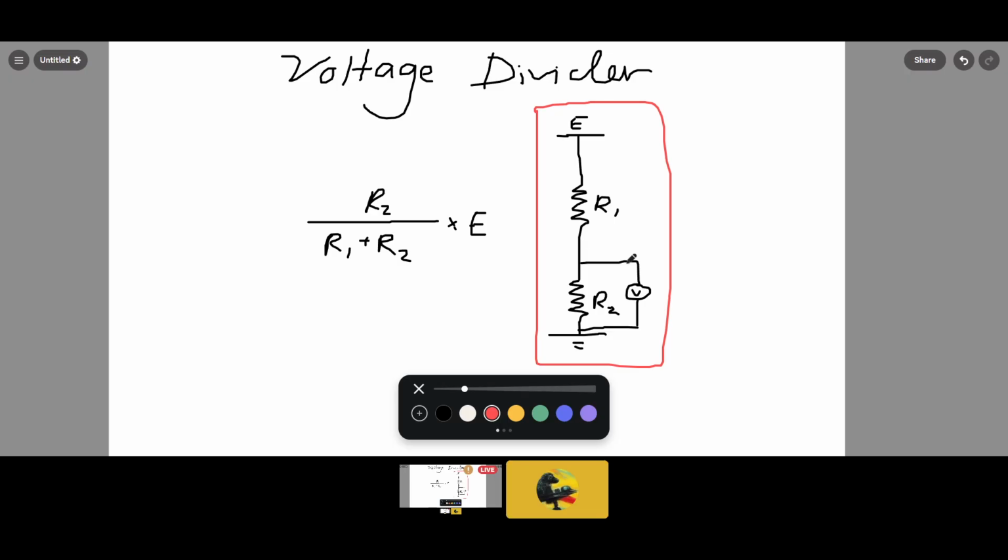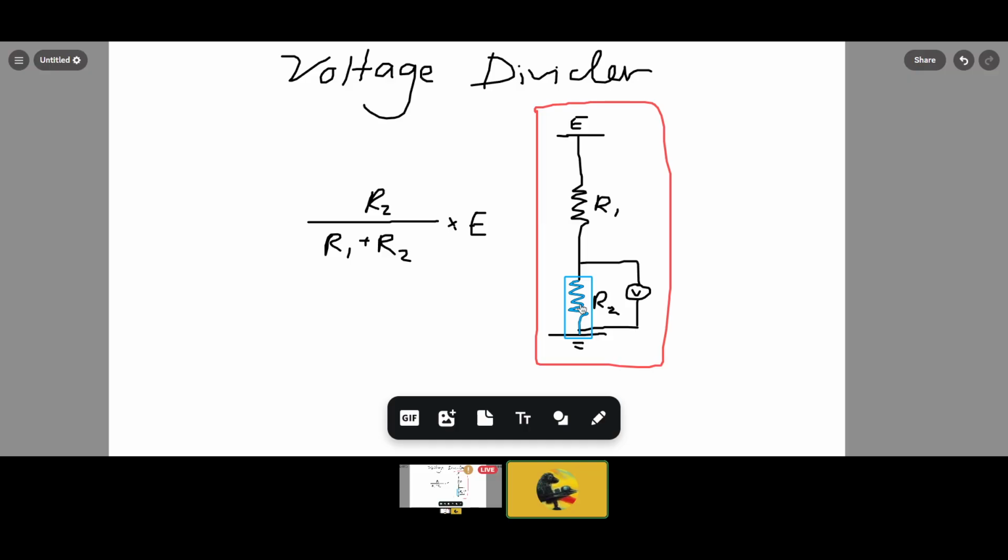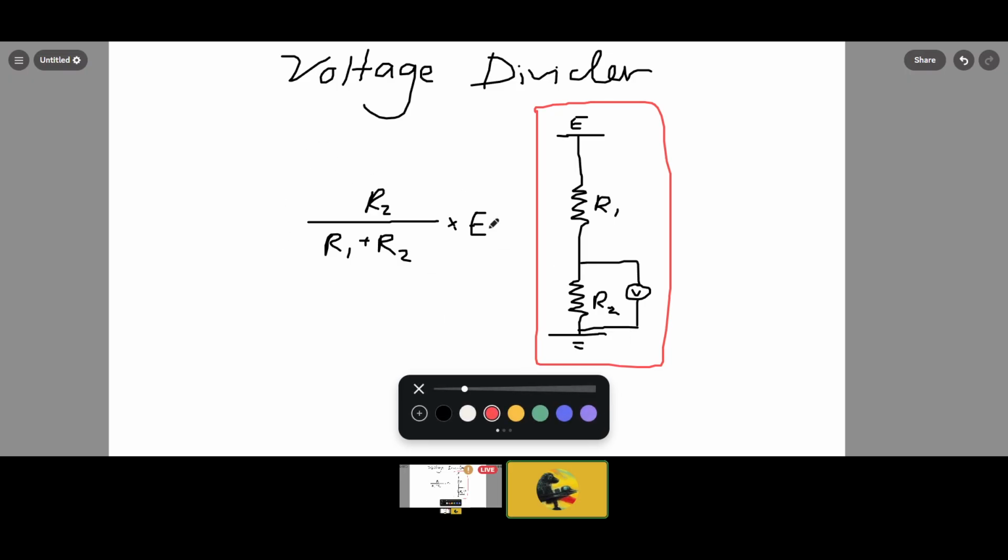So how do we get the output of the voltage divider? As you can see right here, the voltage divider is just two components. It's just two resistors. And how we get the output voltage is we use this equation here. This equation gets the output voltage at R2, so let's just call it V2. It gets the output here, and that's pretty much it.